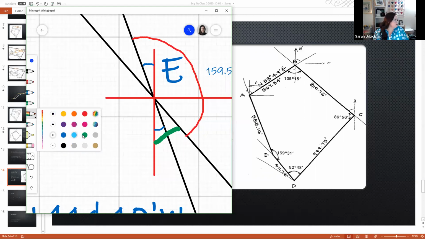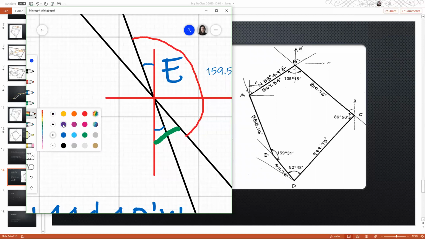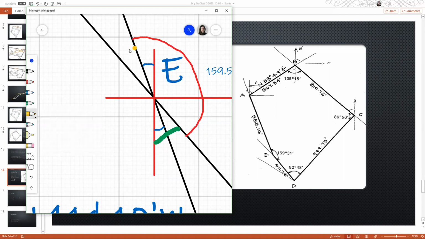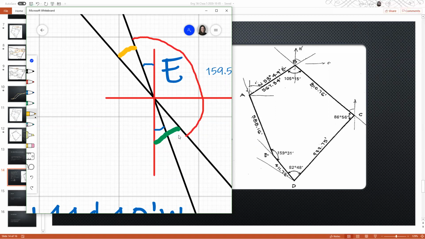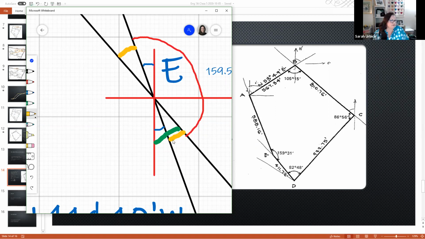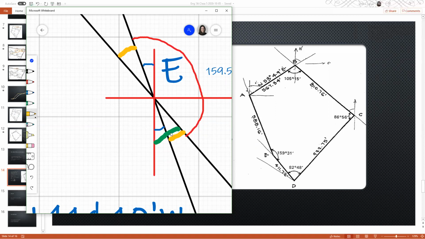Let's go yellow. So this angle here, Kenny, is the one you're talking about. And that angle is going to be the same here. So 180. So if we know the green, we know the yellow, we can subtract the yellow from the green to get blue.